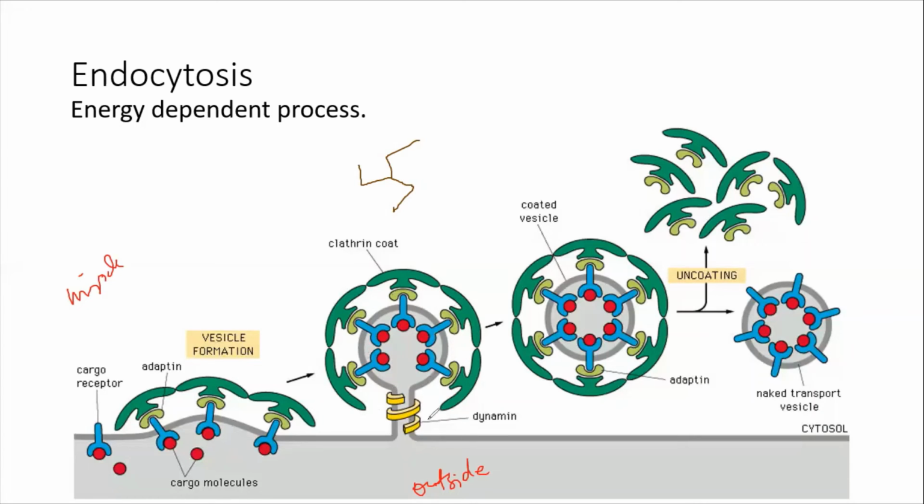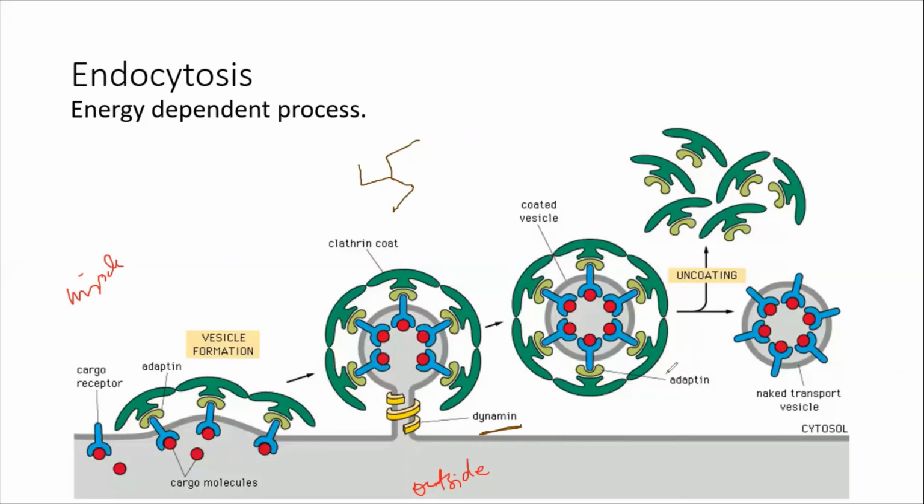Now, when they come together, the dynamin protein comes, and with the help of ATP, it twists. So what is happening now? If you twist anything too much, it pinches off from there, correct? So the dynamin protein is doing that, the pinching off of the plasma membrane.